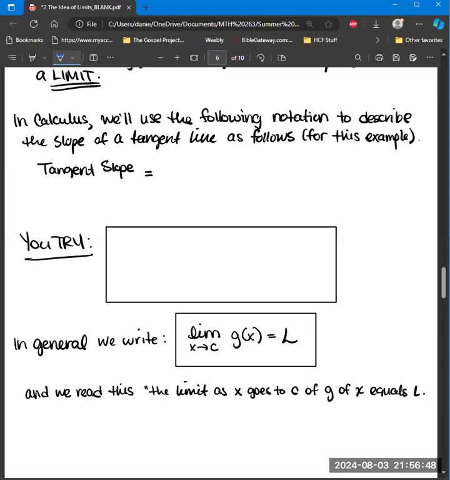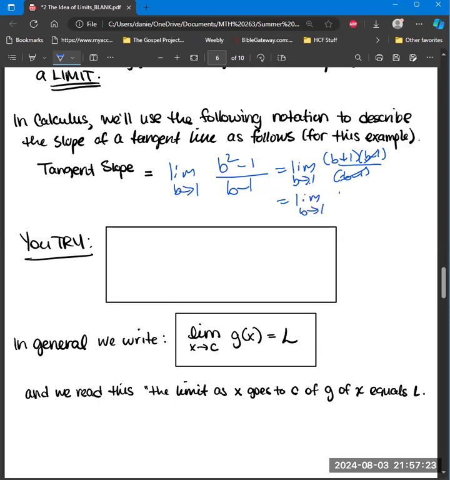The tangent slope is equal to the limit as b approaches 1 of b squared minus 1 over b minus 1. This is just using our previous example. It is equal to the limit as b approaches 1 of b plus 1 times b minus 1 over b minus 1, and those will cancel because I'm not getting 0 over 0. I'm getting a number close to it. It is equal to the limit as b approaches 1 of b plus 1, which is equal to 1 plus 1 equals 2.